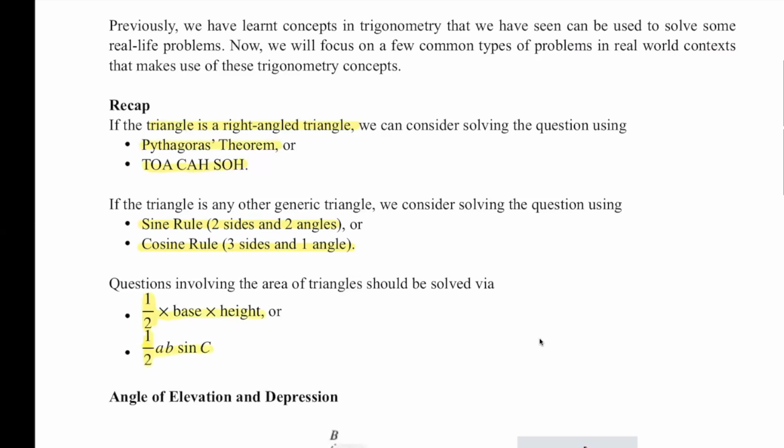Okay, so what happens now is that there are in general 3 different applications of trigo you need to know. The first one is what we call angle of elevation and angle of depression. The second one is what we call bearings. And the third one is what we call 3D objects. Okay, so I will focus on angle of elevation and depression first.